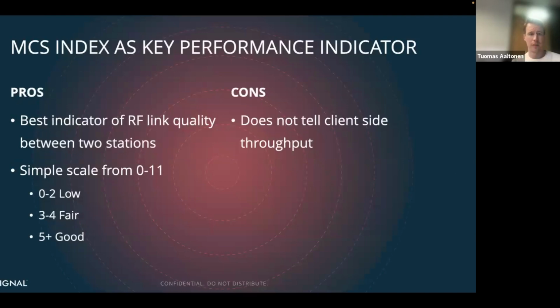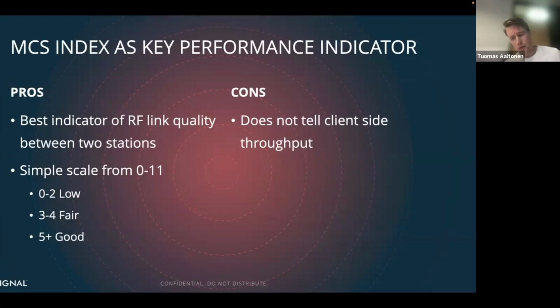If we think about the MCS index as one of the key performance indicators, the pros and cons are there. So yeah, it's the best indicator for RF link quality problems. And it's a simple scale, from 0 to 11, so it's easy to understand. You can break it down into three ranges: low, fair, and good. If you have MCS 5 or above, you get good quality, and 0 to 2 would be the low MCSs.